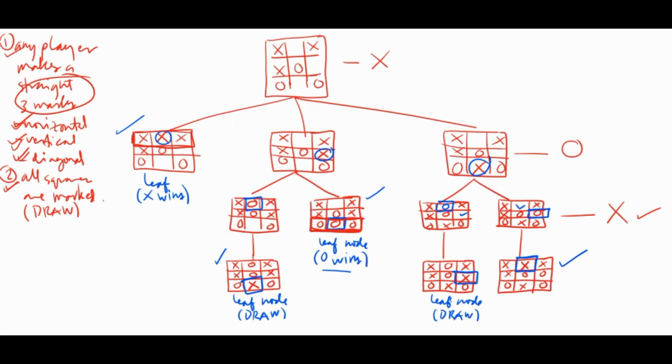How about this node, the last node? Take note that X here made 3 straight marks. And so, this is a leaf node and the outcome of the game is X wins.